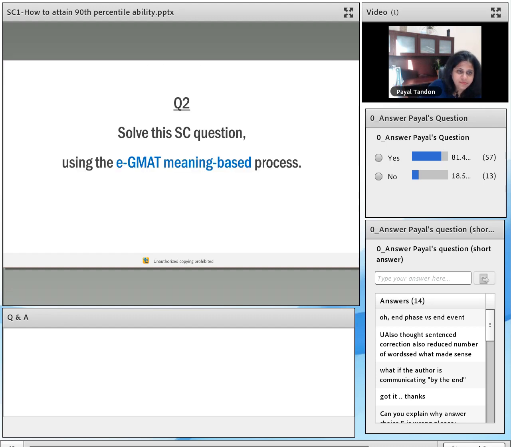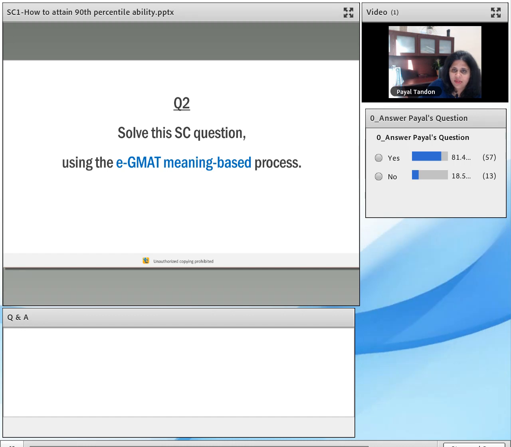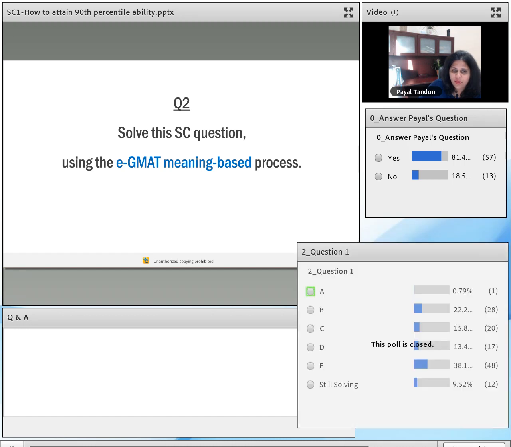All right, so now let's solve a second question. Now I want you to use the e-GMAT meaning-based method, which means I'm not going to put any timing constraint on you. Take your time and solve this question. Let me open the poll for that.